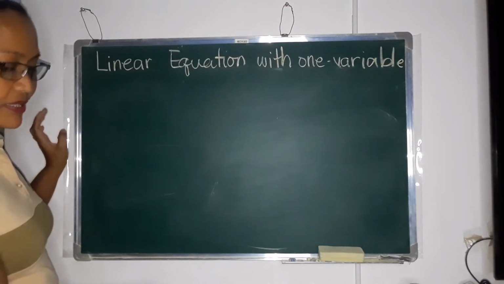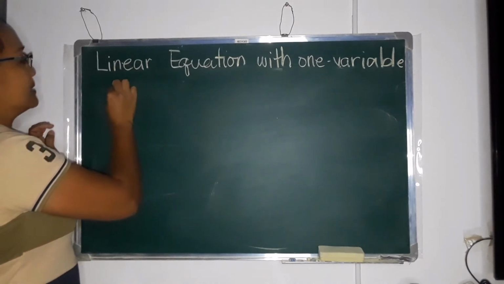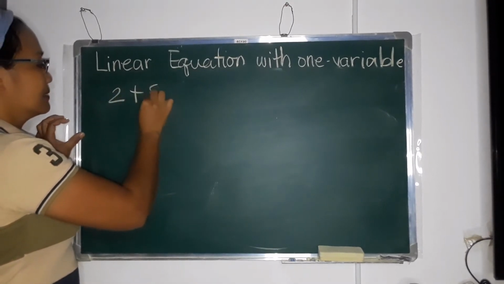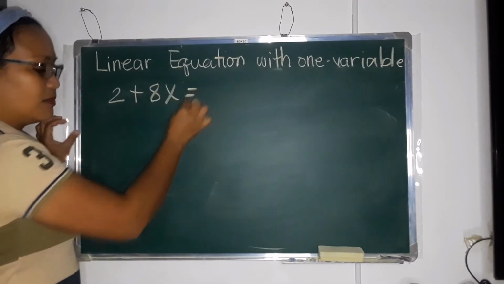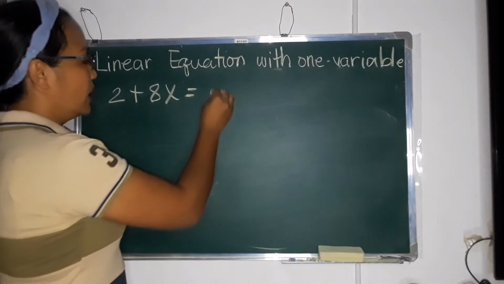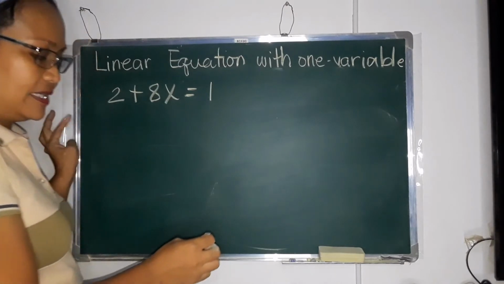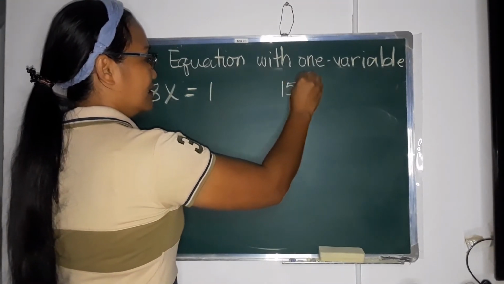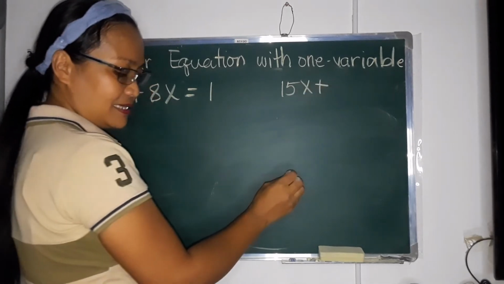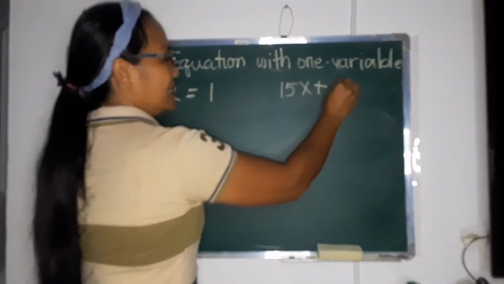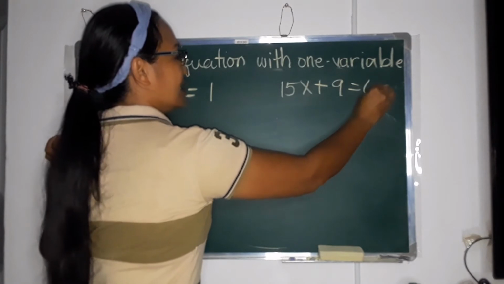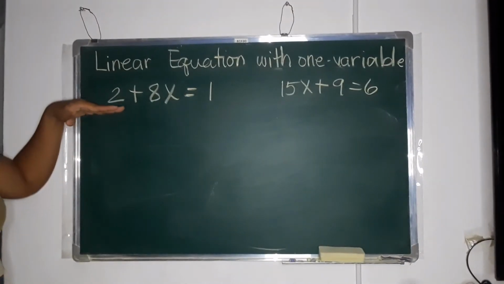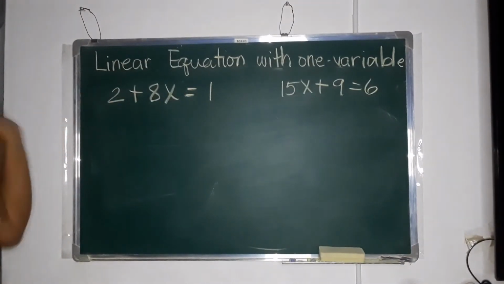For example number 3, we have 2 plus 8x is equal to 1. And for number 4, we have 15x plus 9 is equal to 6. Okay, so number 3 first.